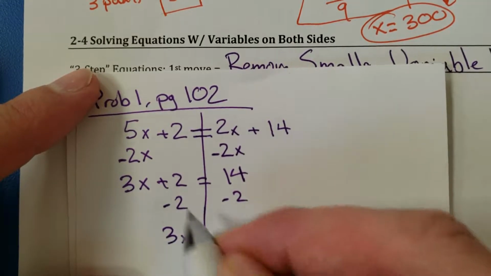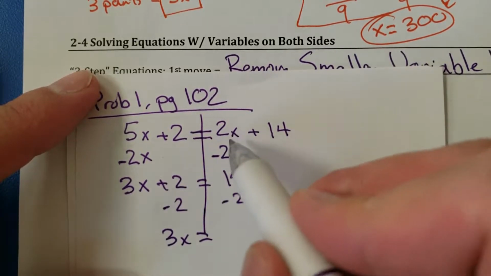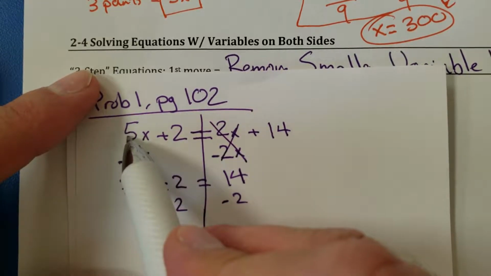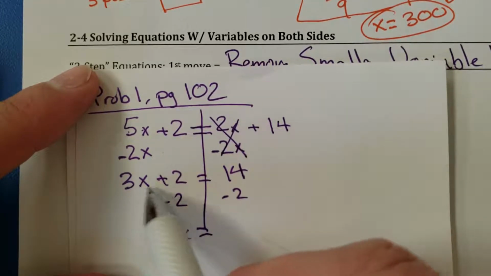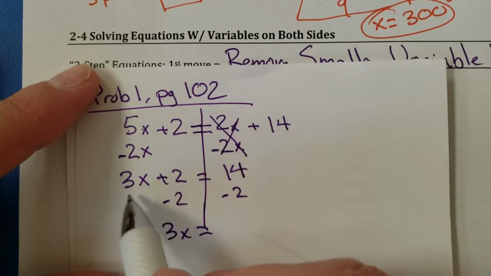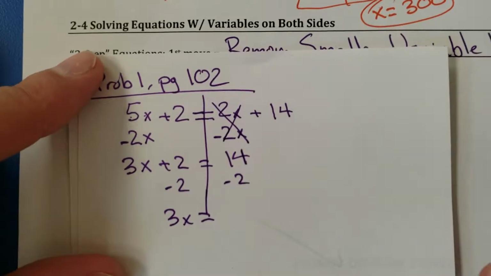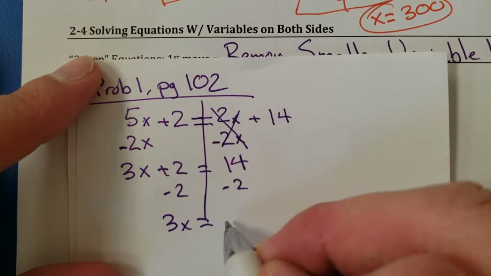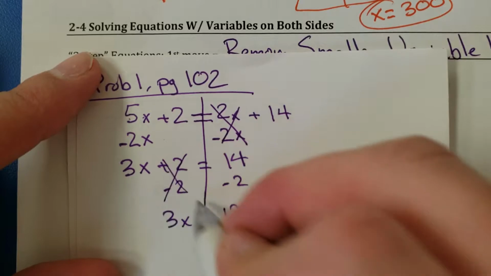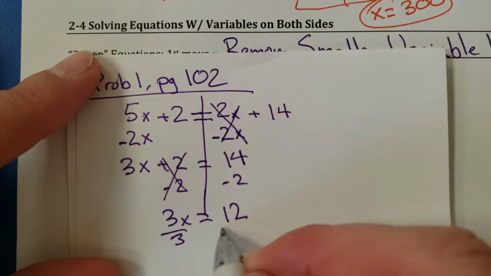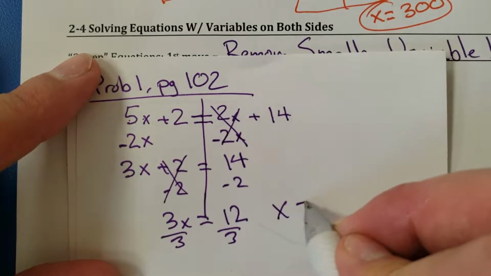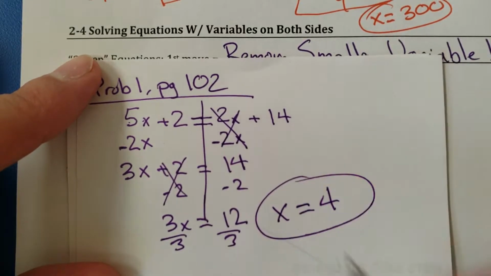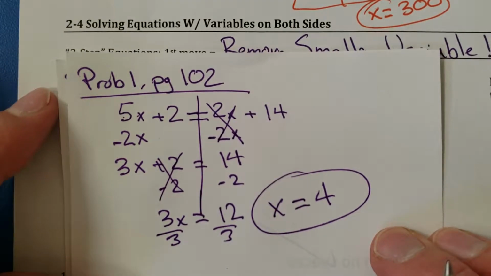Okay? So then I do my second step. I remove 2x from both sides. You're gone. 5 things minus 2 things is 3 things. I rewrite 3x plus 2 equals 14. Now we just have a two-stepper, which you should be pretty good at by now. Subtract 2 from both sides. It cancels. Divide both sides by 3. 1 step, 2 step, 3 step. X is going to equal the number known as 4. All right, there we go. So that's problem number 1 on page 102.